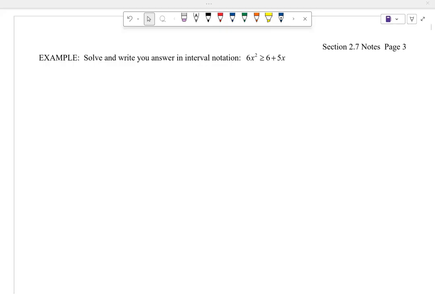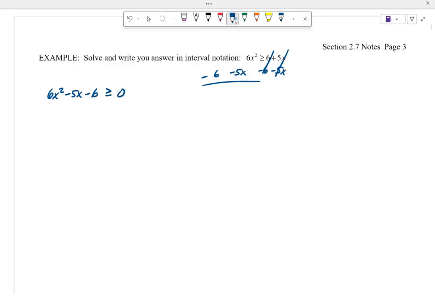All right, look at this next one here. We've got another quadratic, but the annoying thing is I don't have one side equals 0. So make sure you get that right-hand side equals 0. Let's subtract 5x on both sides. Let's subtract 6 on both sides. So I got 6x squared minus 5x minus 6 is greater than or equal to 0. All right, that's the first thing on this one.